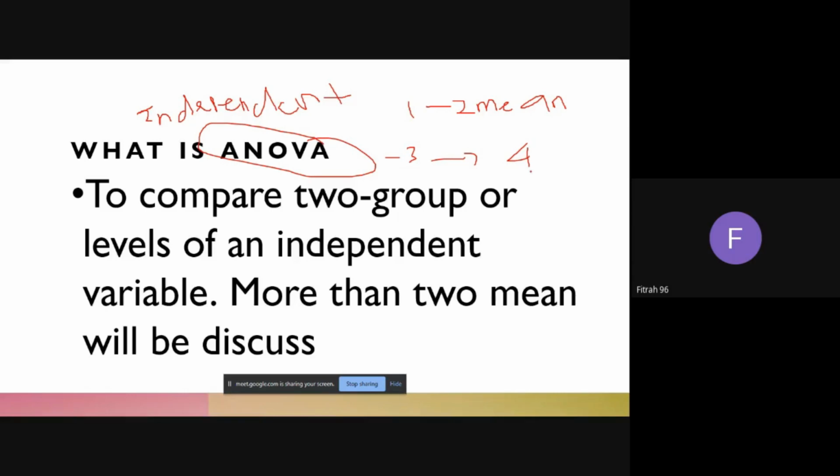And Anova, kita akan tengok homogeneous. Okay, homogeneous.